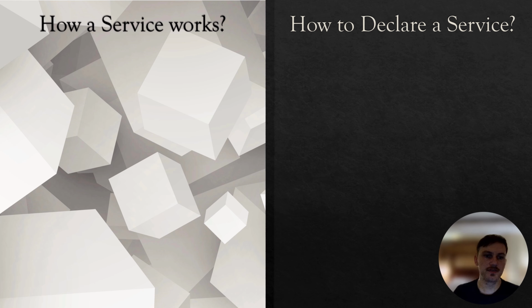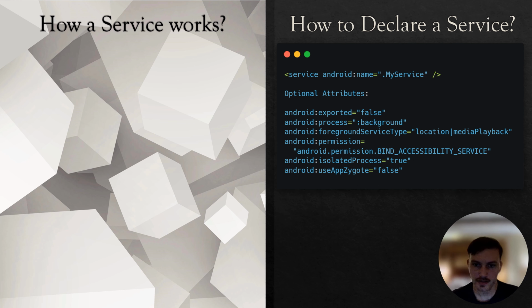To define a service in your Android app, it must be declared in the AndroidManifest.xml file, just like this. You can specify additional attributes to control how the service behaves and interacts with the operating system. If you need the service to only be accessible within your app, set exported to false. For resource isolation or preventing app crashes from affecting the service, run it in a different process. To optimize foreground service performance for specific tasks like location or media playback, use foregroundServiceType.